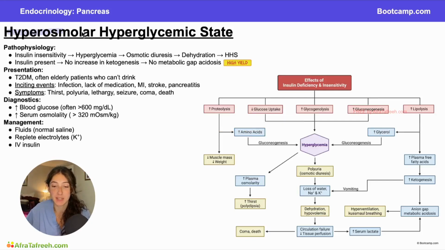In this section, we'll be talking about hyperosmolar hyperglycemic state. In our last video, we talked about DKA, which is associated with type 1 diabetes. So in this video, we'll be going over HHS, which is more associated with type 2 diabetes.